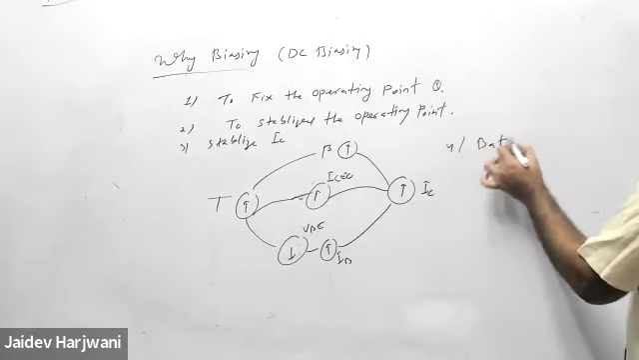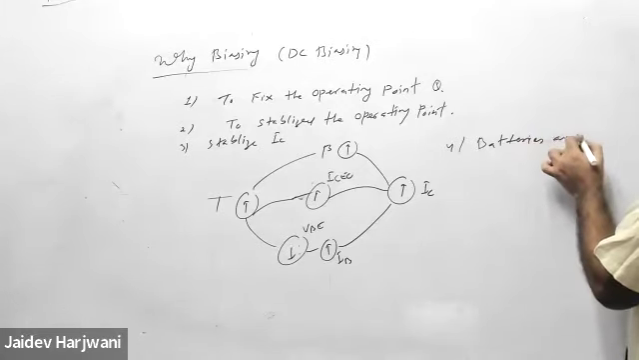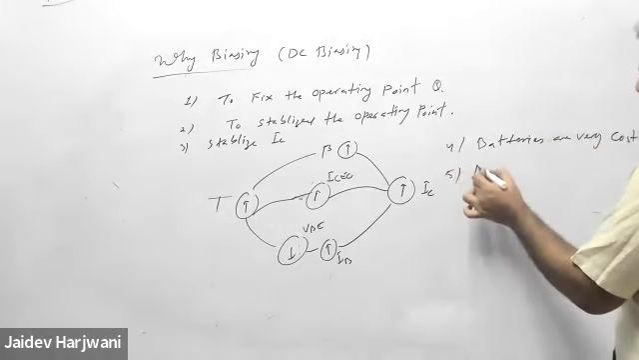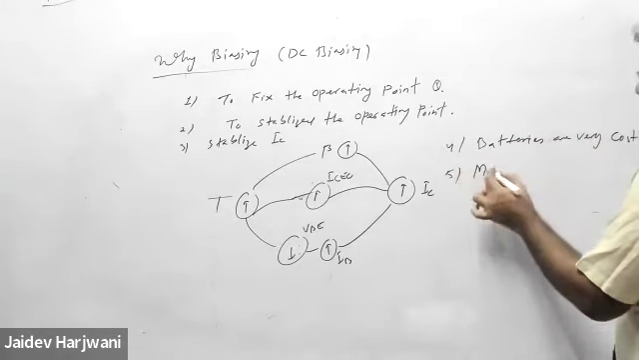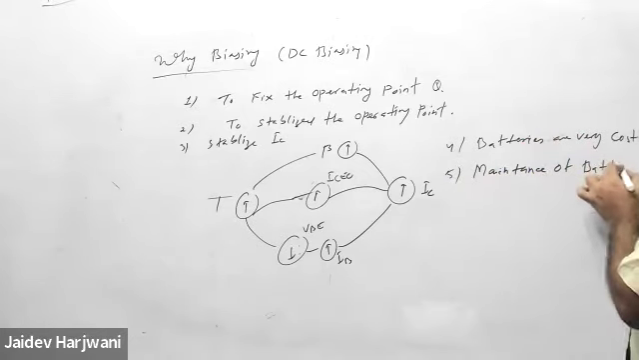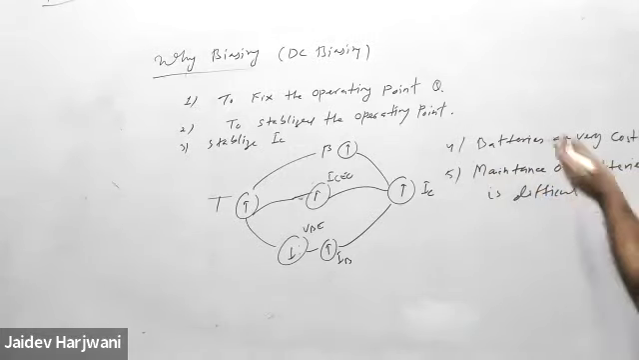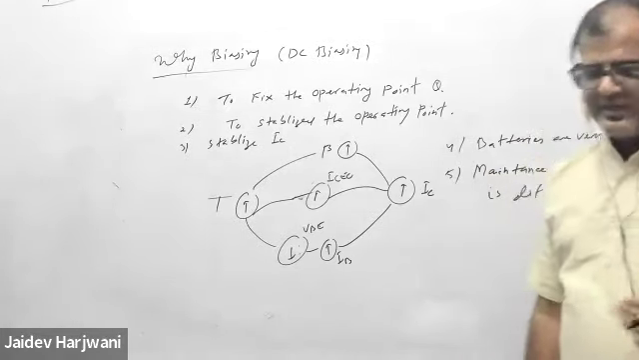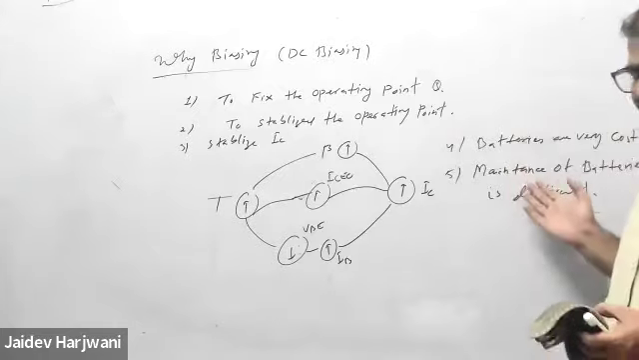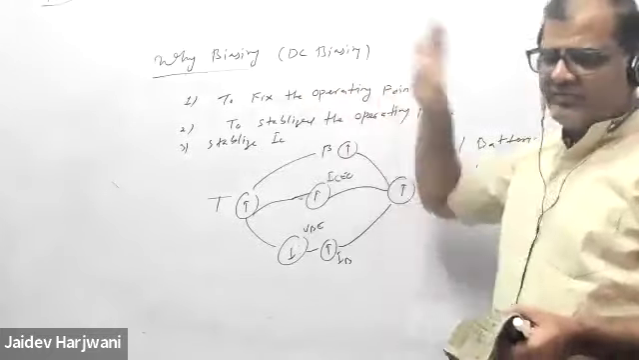And one important thing which I already told you, the commercial points. Batteries are very costly. Maintenance of batteries is difficult. Now you cannot put 1,000 batteries in your laptop. Commercially, batteries are very costly and not viable. So all this commercial aspect plus practical operation aspect is why we need to bias a transistor.